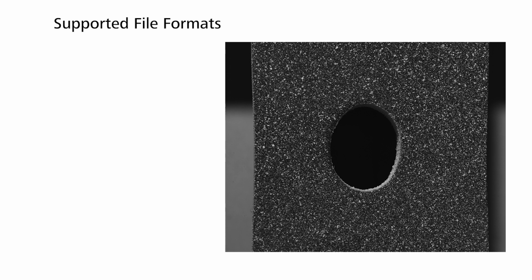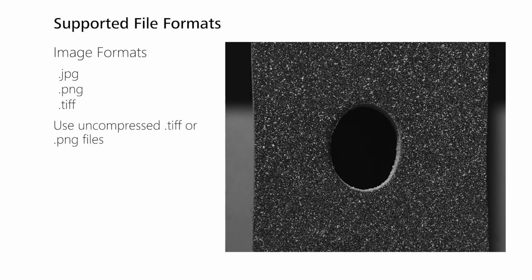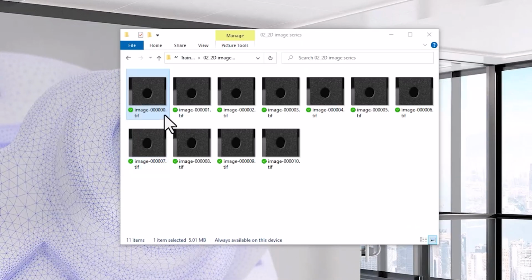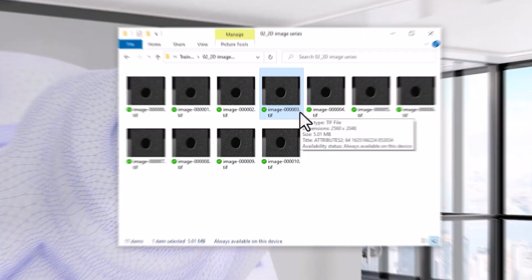Zeiss Inspect Correlate supports the most common file formats. For images, that includes JPEG, PNG, and TIFF, for example. For optimal results, we recommend using uncompressed TIFF or PNG files. Please note that the file names must end with a number and form an ascending index. For example, test 1, test 2, test 3, etc.